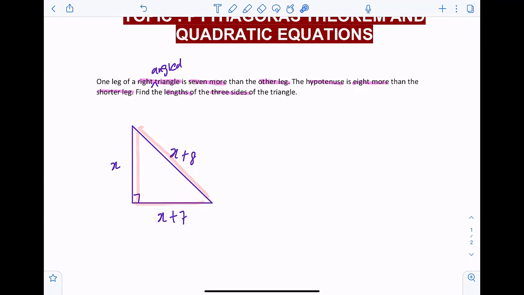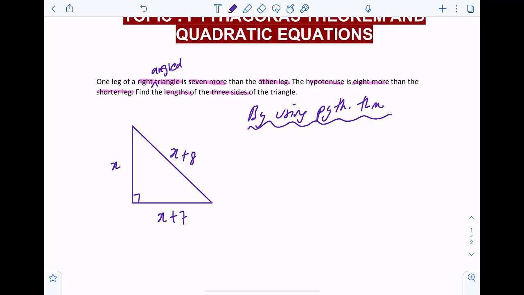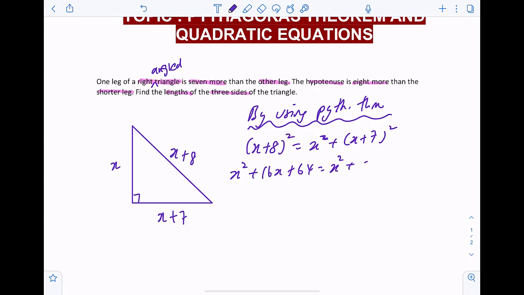Okay, so how are these 3 lengths connected to each other? They are connected via the Pythagoras Theorem. So by using Pythagoras Theorem, hypotenuse squared will be equal to x squared plus x plus 7 squared. x plus 8 squared is x squared plus 16x plus 64, equal to x squared plus x squared plus 14x plus 49.